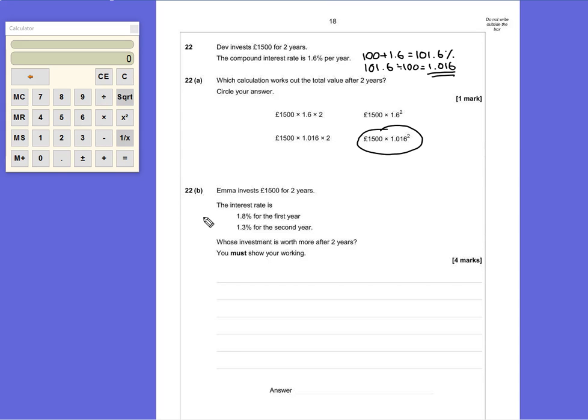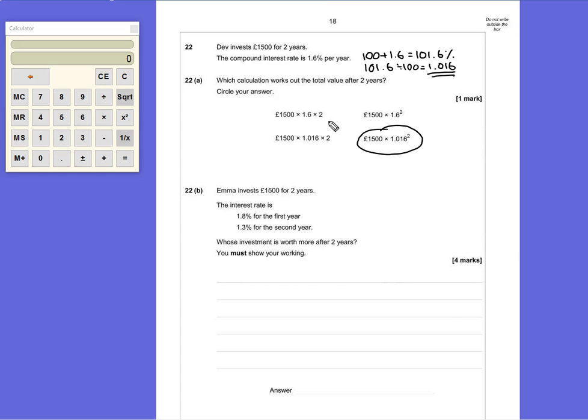For question 22b, Emma invests £1,500 for 2 years. The interest rate is 1.8% for the first year and 1.3% for the second year. Whose investment is worth more after 2 years? You must show your working out for 4 marks.